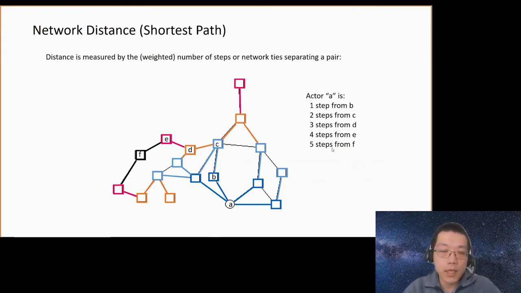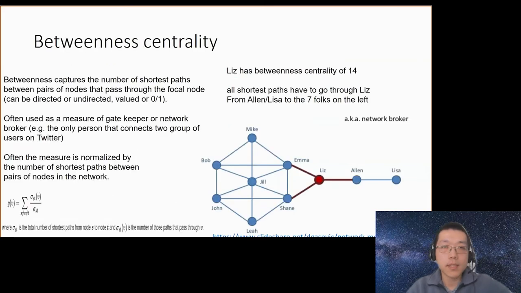All right. So once we have introduced this concept, we can introduce the next two measures of an individual's importance in the network. This one is called betweenness centrality. Betweenness centrality captures the number of shortest paths between pairs of nodes that pass through the focal node, and is often used as a measure of a gatekeeper or network broker. Let's say, for example, there are 2 groups of users on Twitter who don't directly talk to each other, and you are the only person that connects these 2 groups. If one group wants to pass along some information to the other group, it has to go through you. So you function as the gatekeeper or network broker between these 2 groups, and you will have a high betweenness centrality.